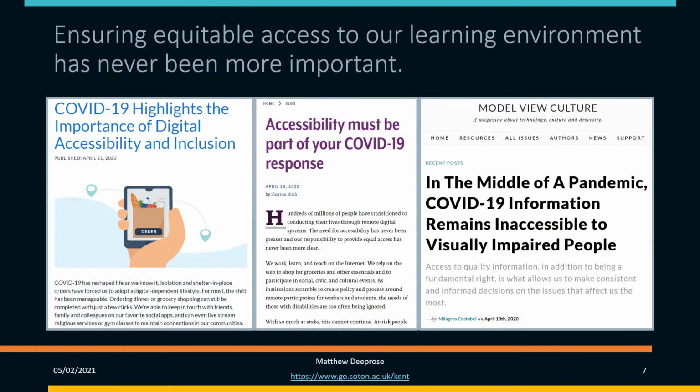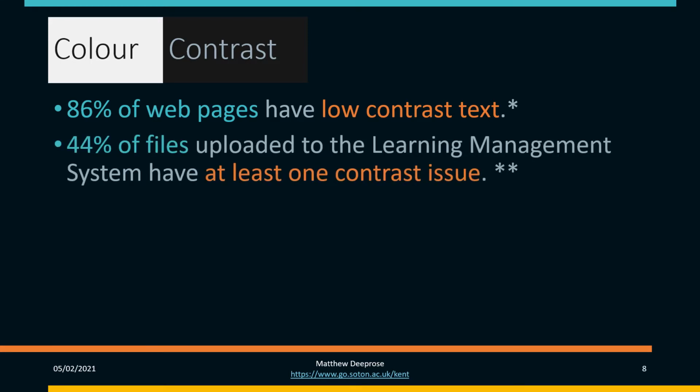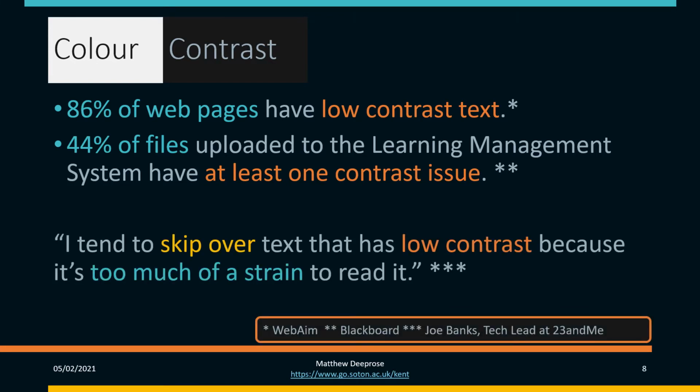Now, in our current era of increased online delivery, ensuring equitable access to online services and materials is more important than ever. And colour contrast plays an important part of that. In a survey of the top 1 million web pages, 86% were found to have low contrast text, and 44%, almost half of the files uploaded to an LMS or VLE like Blackboard, Moodle or Canvas, have at least one contrast issue. And why that's important, I believe, is explained very well by this quotation from Joe Banks, who is the tech lead at 23andMe.